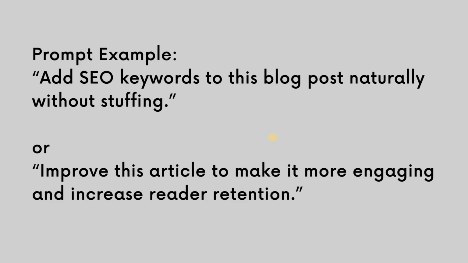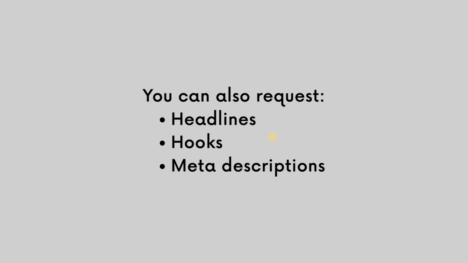Here is a prompt example. Add SEO keywords to this blog post naturally without stuffing. Or improve this article to make it more engaging and increase reader retention. You can also request ChatGPT to write headlines, hooks, and meta descriptions for you. This really helps you with SEO.